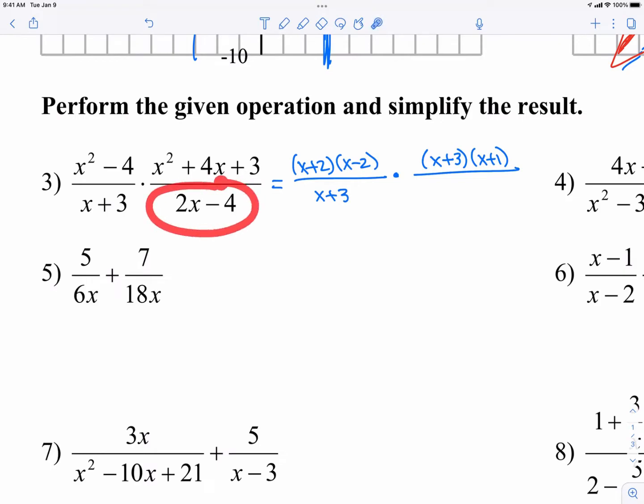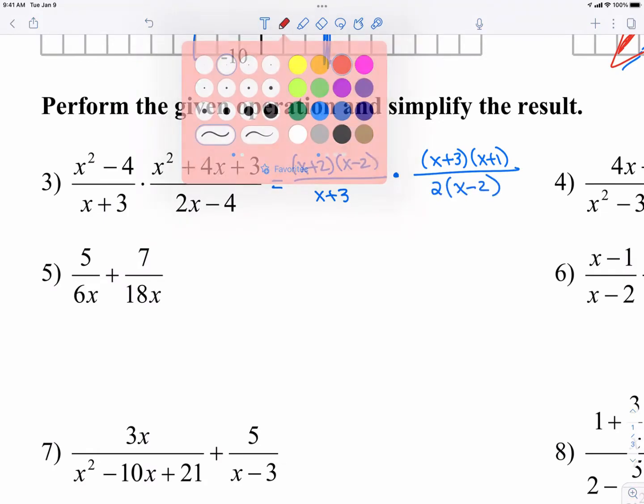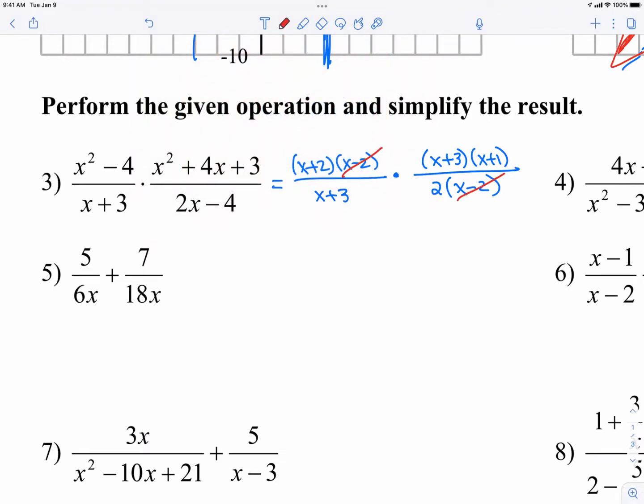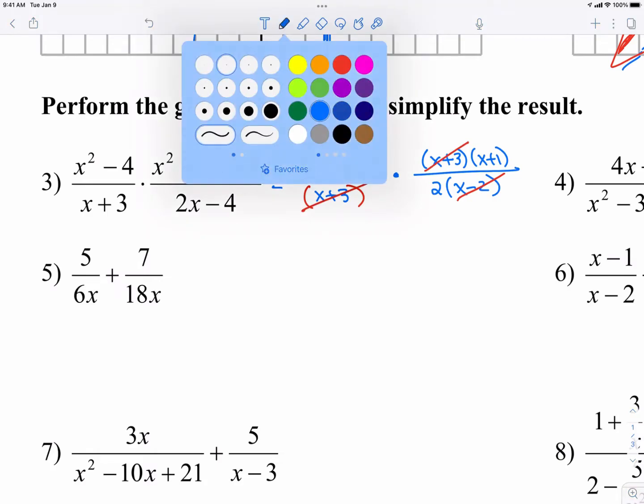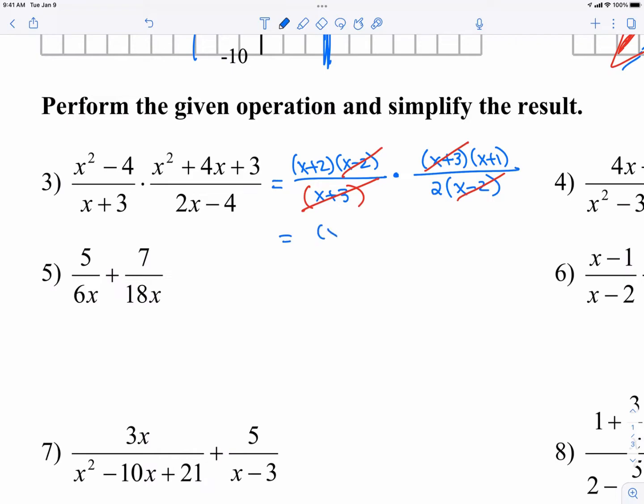And the 2x minus 4, you can factor out a 2, and that would be 2 times x minus 2. We're going to get the x minus 2's to cancel on the top and bottom. You're also going to get x plus 3's to cancel on the top and bottom. What's left over is x plus 2 times x plus 1 on the top, all divided by the 2 on the bottom. So we can say that this is our final answer.